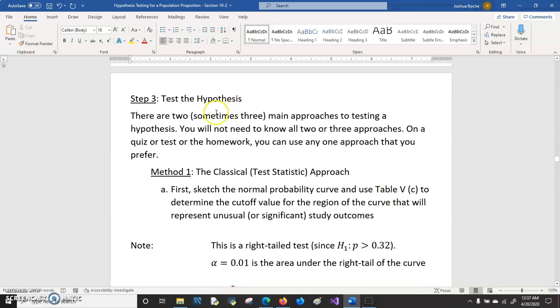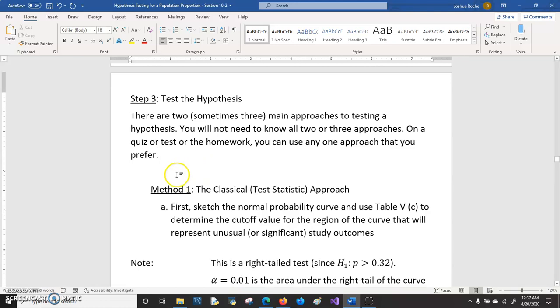And again, there are 2 or sometimes 3 main approaches to testing these hypotheses. I'm going to show all of the approaches, and it's up to you as to which approach you prefer to use. The first one we'll look at is the classical approach, or the test statistic approach. In this approach, the first thing you do is to sketch the normal probability curve and then use a table to find the cutoff value for the region that represents unusual outcomes.